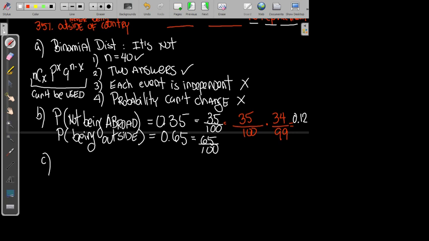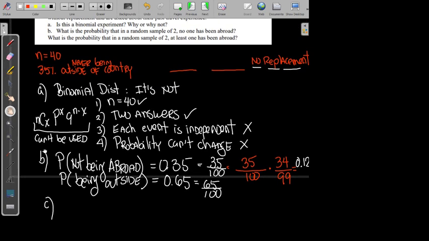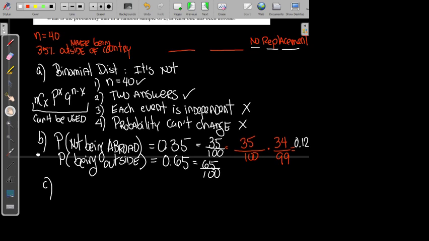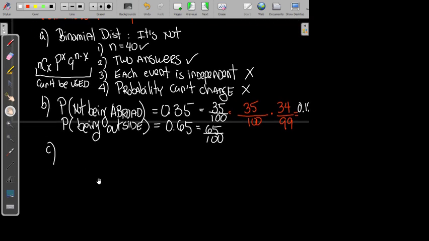At least one person. B was, no one has been abroad, right? The last question was, what is the probability that in a random sample of 2, at least one has been abroad? In other words, one of the 2 has been outside. At least one. At least one has been. I'm sorry? 0.22. No, it's not 0.22.